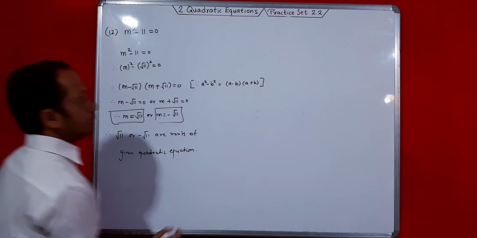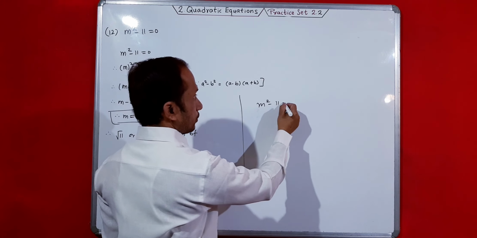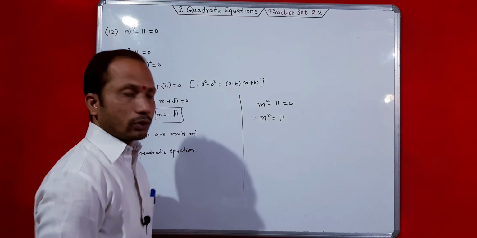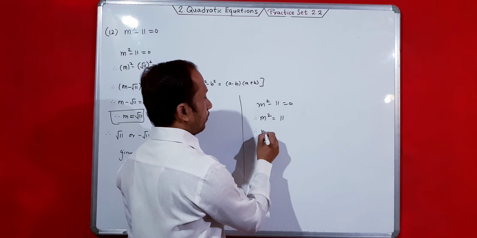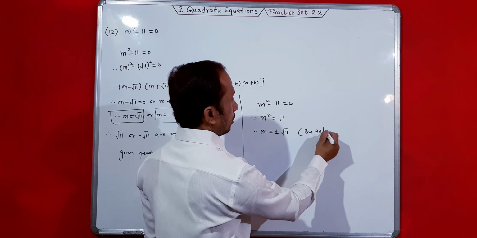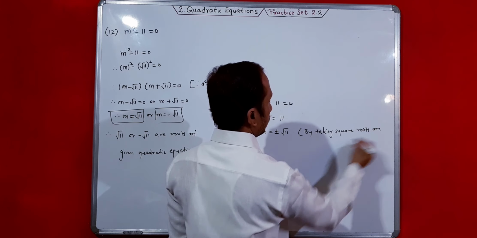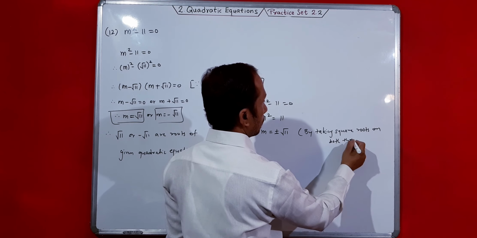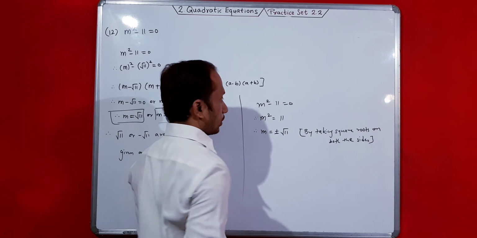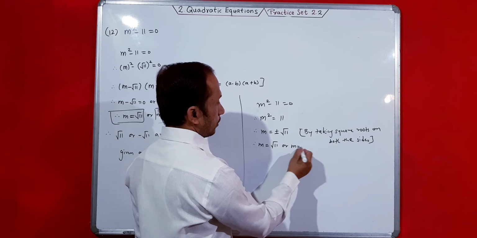This is the one method. You can solve this like this also. m square minus 11 is equal to 0 is given. Therefore you can write m square is equal to 11. By taking square root on both sides, you can write m equals plus minus root 11. You know why this plus minus is coming. Therefore m is equal to root 11, or m is equal to minus root 11.